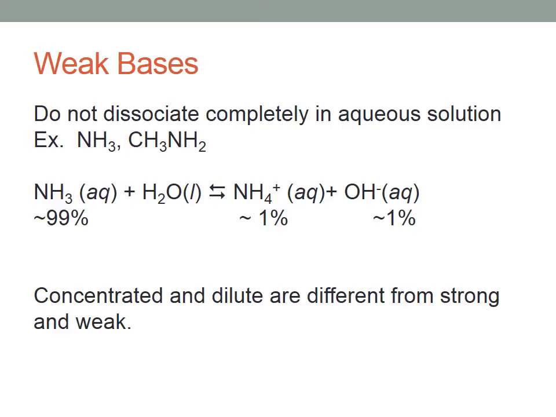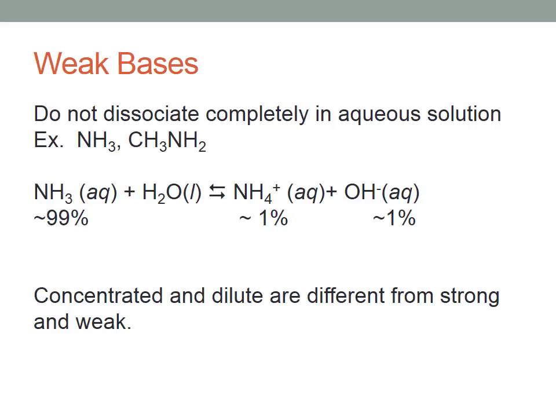The weak bases do not completely dissociate in aqueous solution. So you have ammonia and methylamine. You're going to have approximately 99% of the ammonia remain undissociated, and approximately 1% ammonium and 1% hydroxide ion. So we just average it out there.